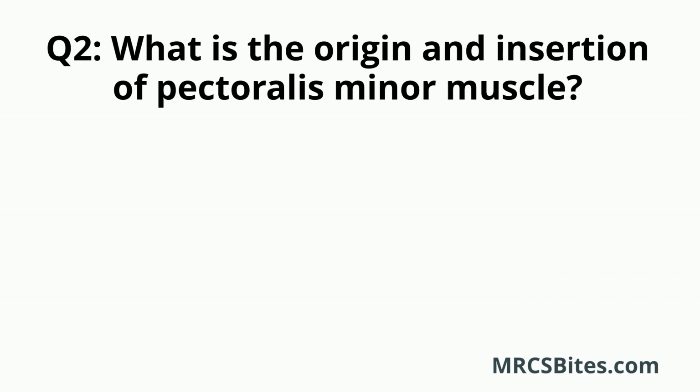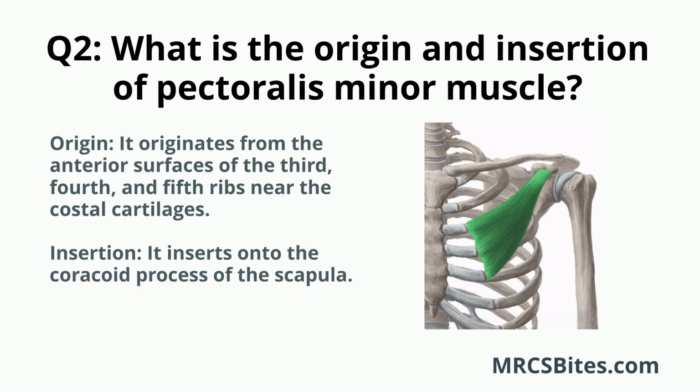Question 2. What is the origin and insertion of pectoralis minor muscle? Origin. It originates from the anterior surfaces of the third, fourth, and fifth ribs near the costal cartilages. Insertion. It inserts onto the coracoid process of the scapula.